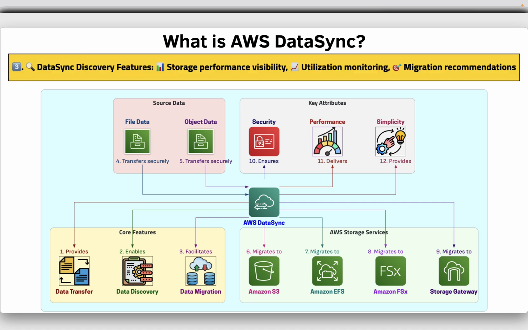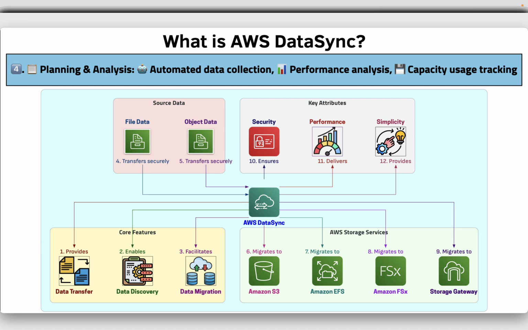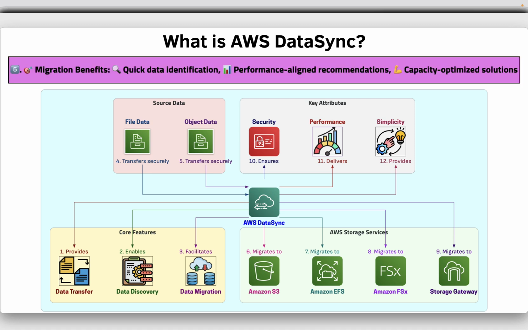AWS DataSync Discovery enhances migration planning by providing visibility into on-premises storage performance and utilization, along with recommendations for AWS storage services. It enables a better understanding of on-premises storage performance and capacity usage through automated data collection and analysis. This feature helps in quickly identifying data to be migrated and offers recommendations for AWS storage services that align with your performance and capacity needs.